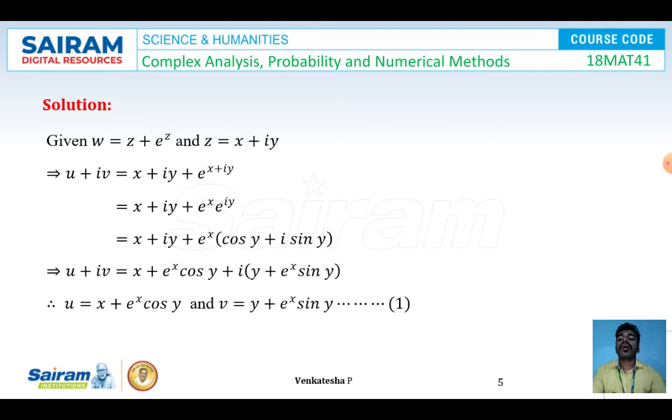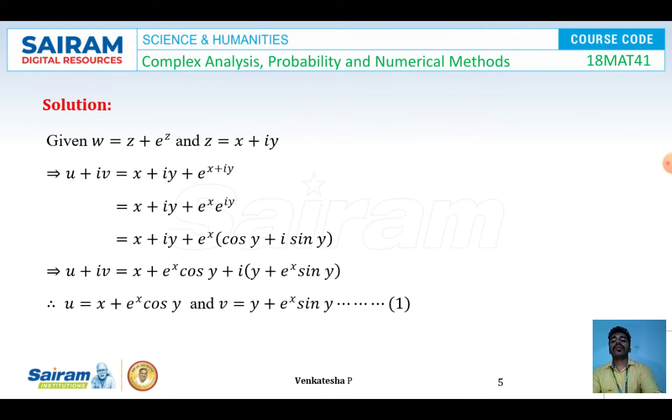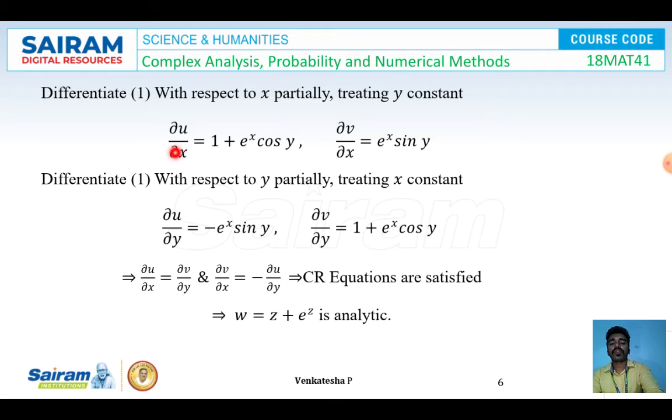Now I'm going to differentiate equation number 1 with respect to x partially, treating y constant. Differentiating u with respect to x, I'll get dou u by dou x is equal to, x will become 1 plus e power x is e power x only, cos y is a constant as it is. Similarly, dou v by dou x will become, y will become 0, e power x is e power x itself, sin y is sin y. So I got dou u by dou x is equal to 1 plus e power x cos y, dou v by dou x is equal to e power x sin y.